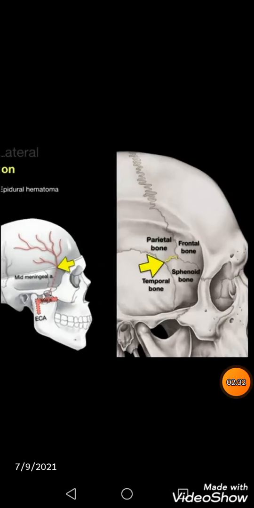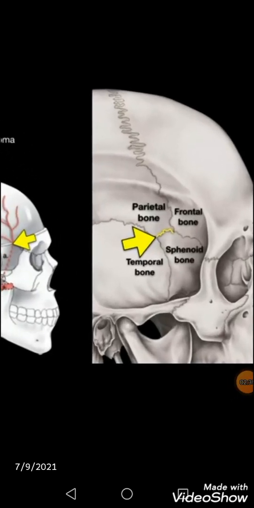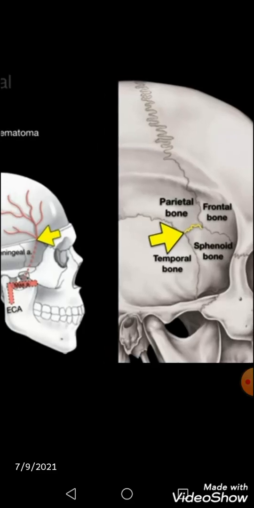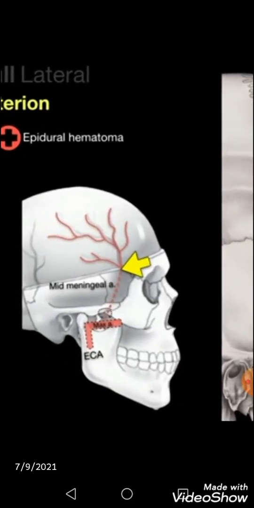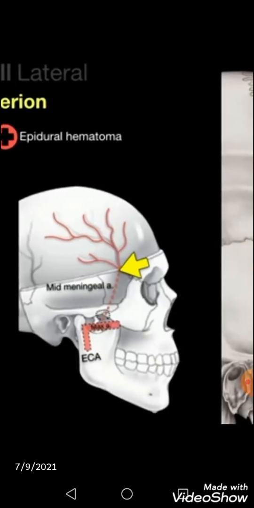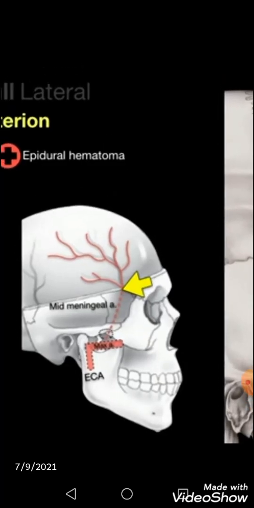And here, an H-shaped suture called the pterion is present between the frontal bone, parietal, temporal and sphenoidal, being marked by the yellow arrow. And here you can see that this point will internally address the middle meningeal vessel, and its rupture may lead to epidural hematoma, right?